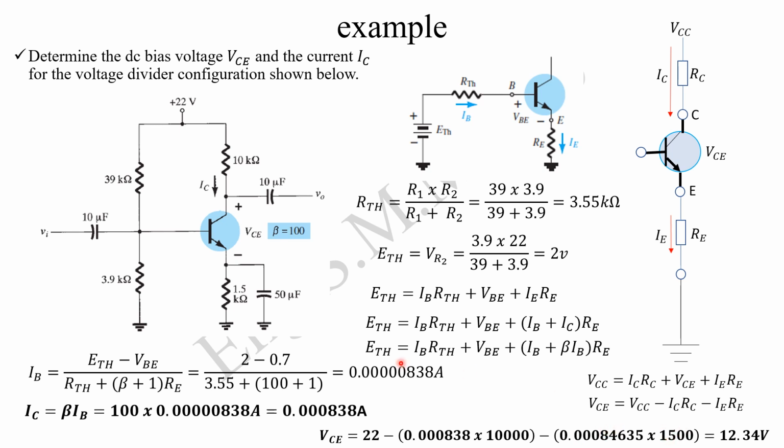Multiply that by RE, which is 1.5 kilo ohms. 1.5 kilo ohms is 1,500 ohms. Do your computations there. You're going to produce 12.34 volts as your voltage on VCE.